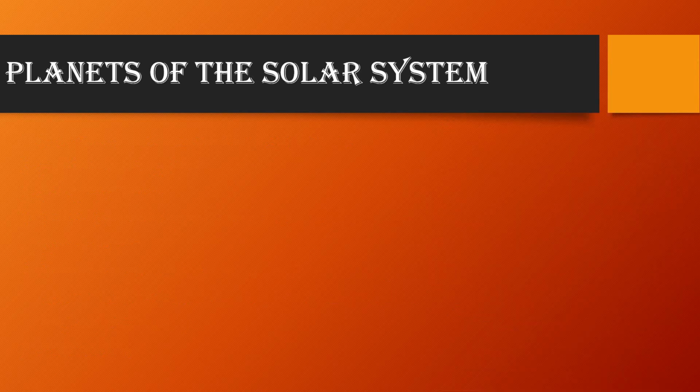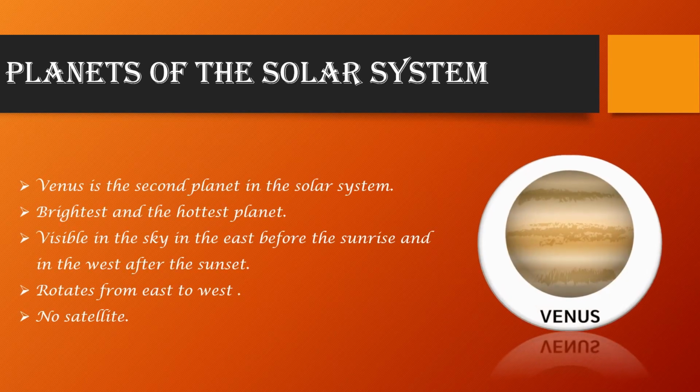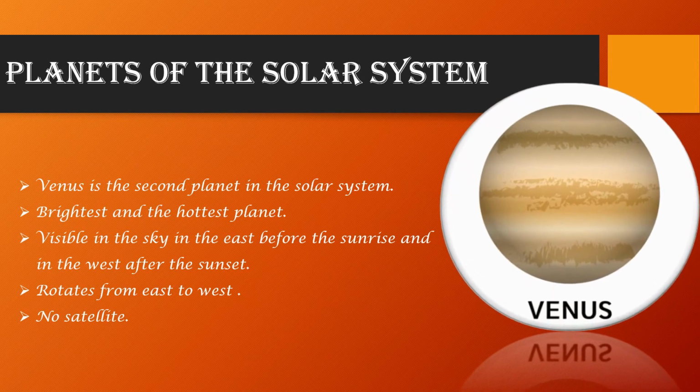Now the next planet is Venus. Now students, Venus is the second planet in the solar system. It is the brightest and the hottest planet in the solar system. It is visible in the sky in the east before the sunrise and in the west after the sunset. Venus rotates from east to west and it has no satellite.